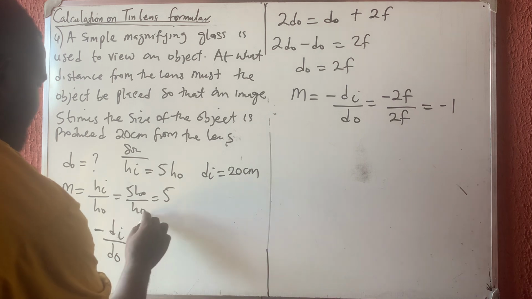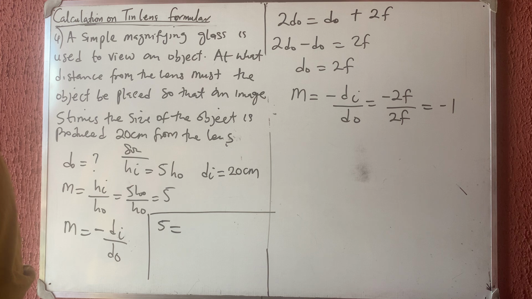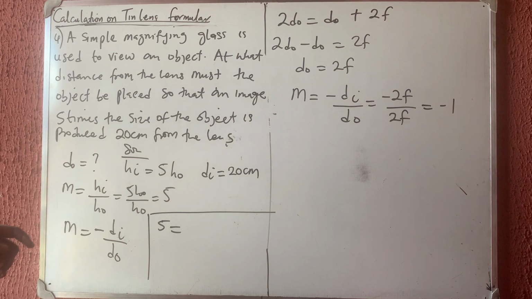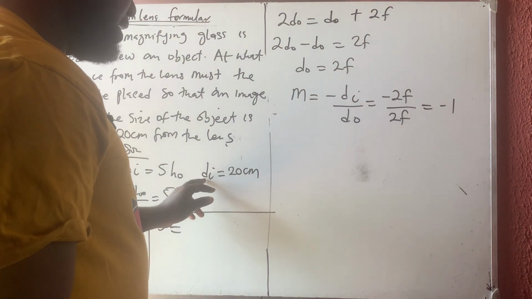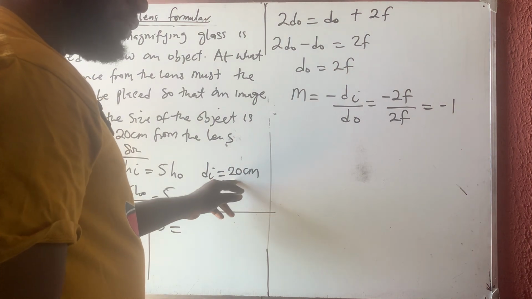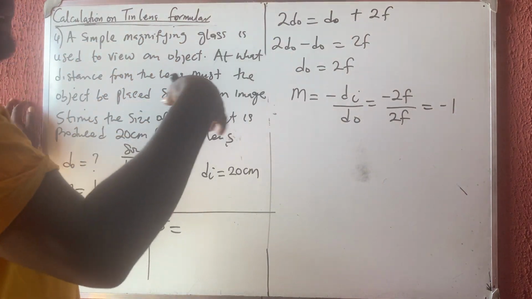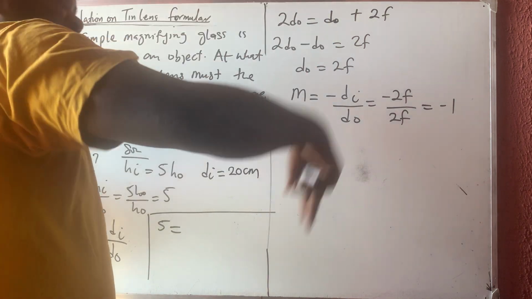So if you have this, you should have that your magnification is 5. Now the problem is, we have the distance of the image. This image is placed 20 cm. So if this image is placed 20 cm and the distance of this image is positive, that means the image is formed at the right hand side, and if the image is formed at the right hand side, that means it's going to be inverted.